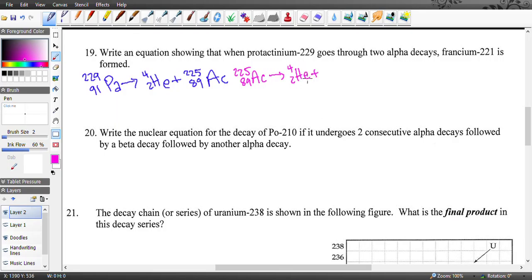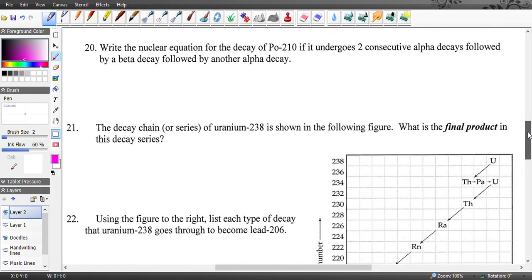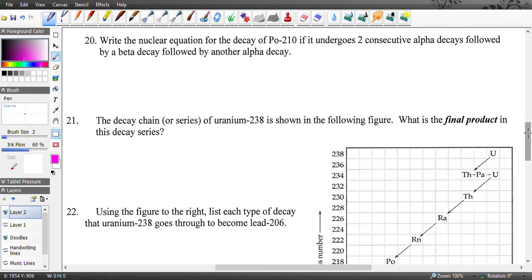4 2 He. That's the definition of alpha decay. And that 225 minus 4 is going to be 221. And 89 minus 2 is going to be 87. When we look that up, that ends up being Fr, or francium. And we wanted francium 221. 221, we got it right there. So we're good to go on that. Next.